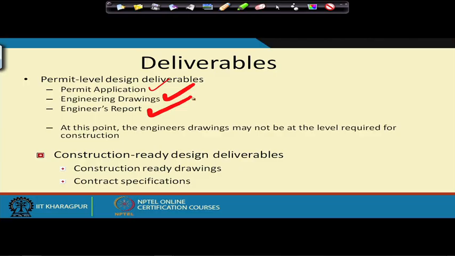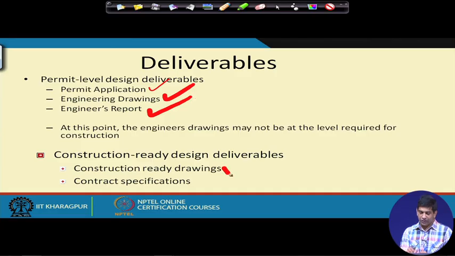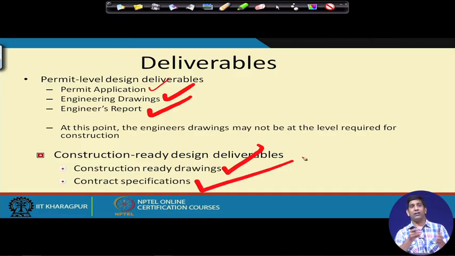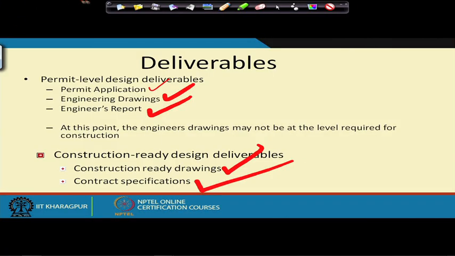At this point, the engineering drawing may not be at the level required for construction yet, but it has some details, and then we have to make the construction ready design deliverables, which is the second level. In the construction ready design deliverable, you make the construction ready drawings, and then you have to have contract specifications, because of all the materials that you are proposing to buy, all the different stuff that will come in, what is the specification of those materials. That is also very, very important in terms of project management.